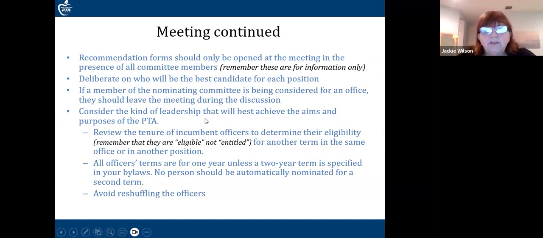And this is important. Review the tenure of incumbent officers to determine their eligibility. Remember, they are eligible, not entitled, for another term in the same office or in another position. So just because they have served as president for 1 year, maybe it was not the best job for them, and maybe they need to be replaced. Doesn't mean they automatically get another term. I think that's a misnomer that a lot of units think: well, it's a 1 year term, but they're allowed to serve for 2 years, so we just automatically roll them over. No, every year that there's an election, every year that there are new terms of office, there must be an election. It is not automatic. You go through the process.